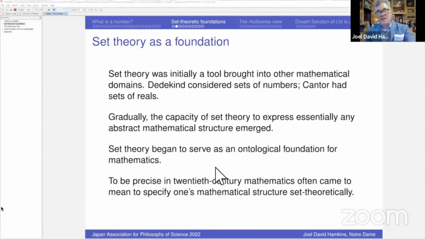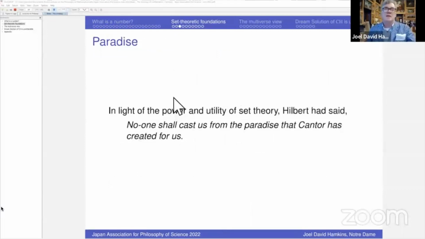To be precise in 20th century mathematics often came to mean to specify one's mathematical structure set theoretically. What is a group? It's a set with a binary operation with some features. What is an order? It's a set with a binary relation having certain features. What's a field? And so on. What's a topological space? It's a set with a collection of subsets of it having certain features. So we specify our mathematical objects by specifying them in set theory in most of mathematics. Hilbert has this famous quote remarking on this, namely, no one shall cast us from the paradise that Cantor has created for us.